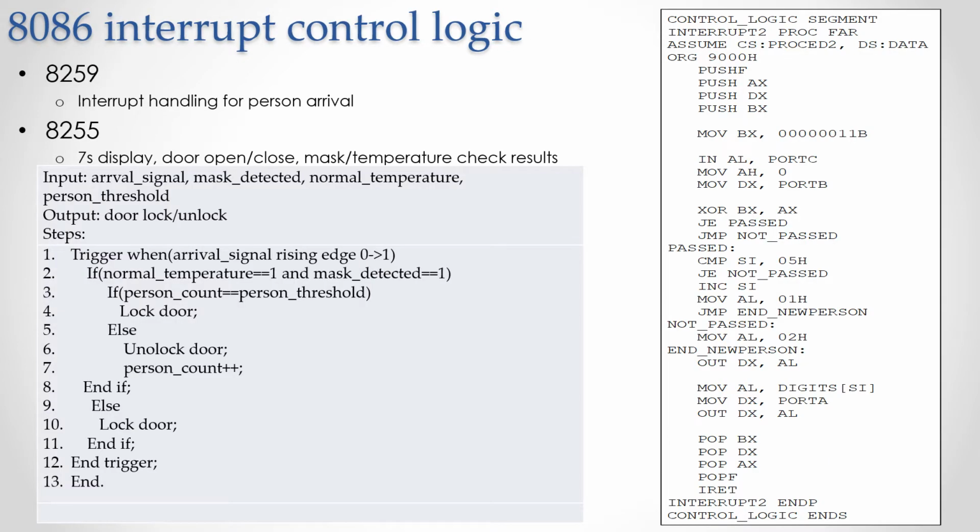8086 relies on 2 additional components. 8259 is used for interrupt handling when a new person arrives and performs the check whether the mask is worn and the temperature is normal.